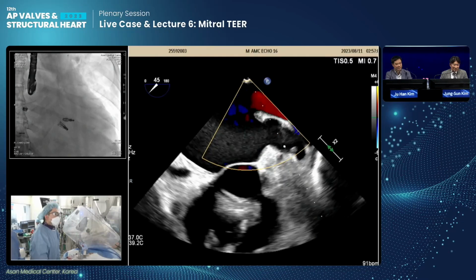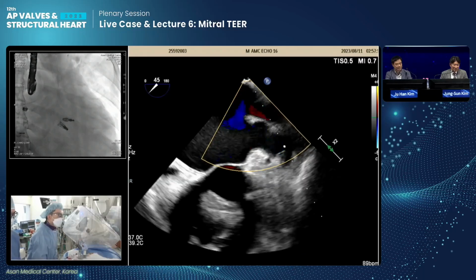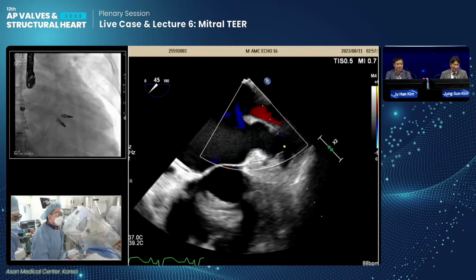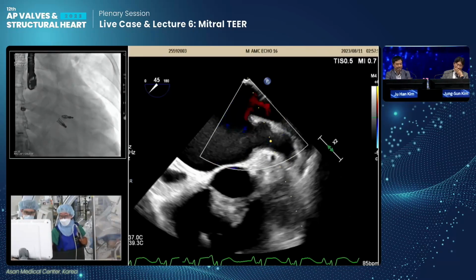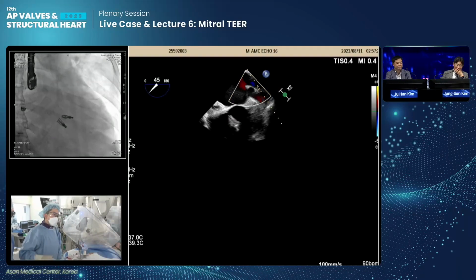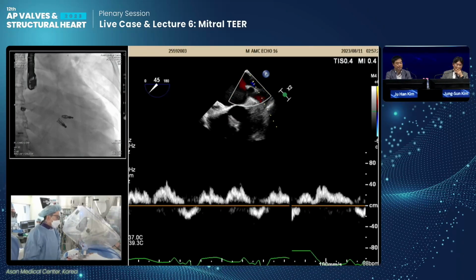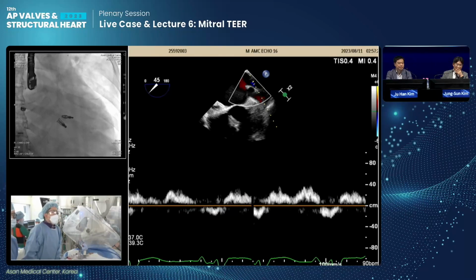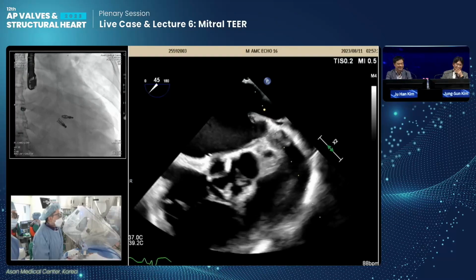How about the degree of MR? We did not show the degree of MR during your lecture. The degree of MR increased. Yes. Just after deploying the first clip, the degree of MR was mild, but it increased with time to about moderate. So I think that adding one more clip was a good choice.